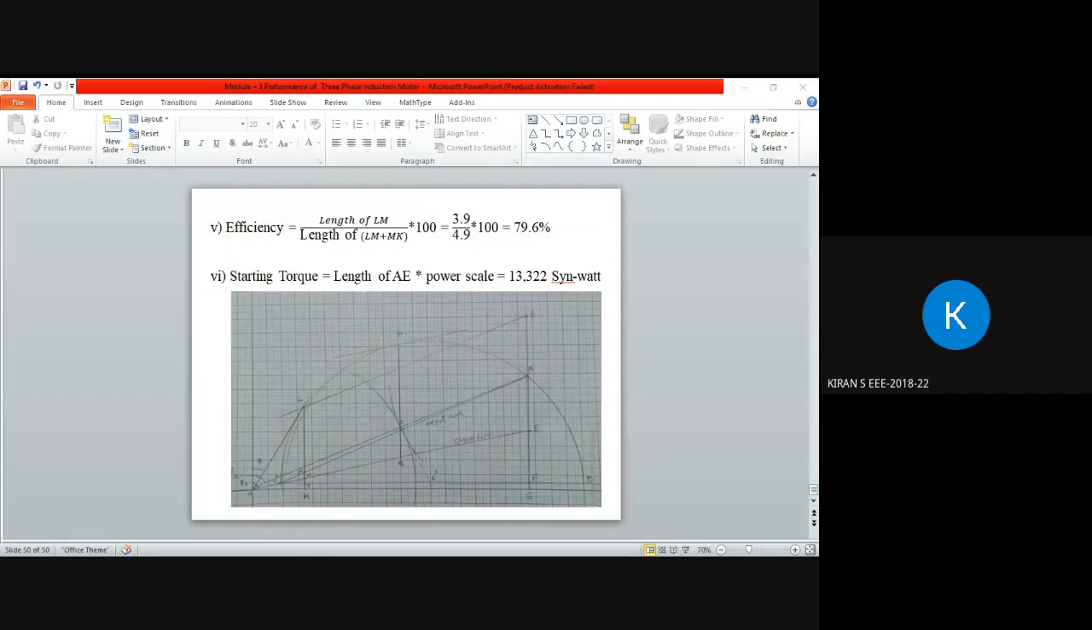13,316.48. Okay, so that is in synchronous watt. So if you divide this by 2 pi Ns by 60, then it will be in Newton meter. So this completes the circle diagram.